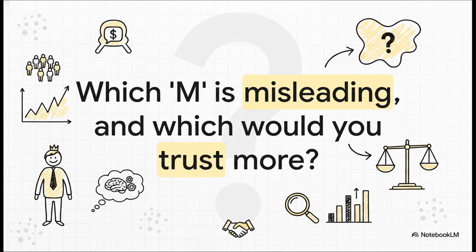You read a report that talks about the average income in a neighborhood, but you happen to know a few billionaires live there. Which M do you think that report is using? Is it giving you the real story? And which M would you trust more to tell you what's really going on? Answering questions like that, well, that is what being an intelligent consumer of science is all about.